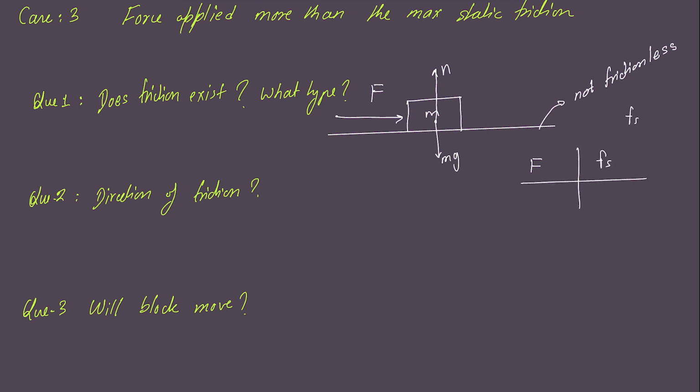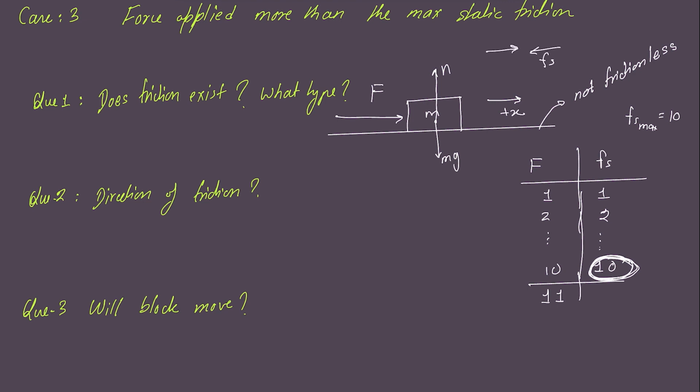If the maximum it can do is 10 newtons, then until the external force reaches 10 newtons, the force of friction is going to match that external force every single time. But as soon as it gets more than 10 newtons, let's say 11, the maximum it can do is just 10. That means there will be a net force in the plus x direction, because F is in this way and fs is in this way, but F is larger than fs. That means that there is a net force in the x direction. So the question is, does friction exist?